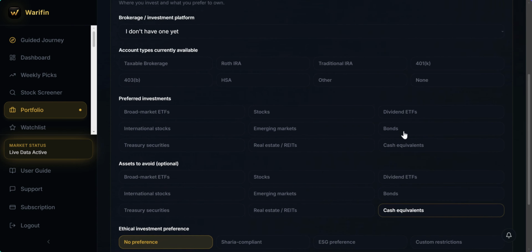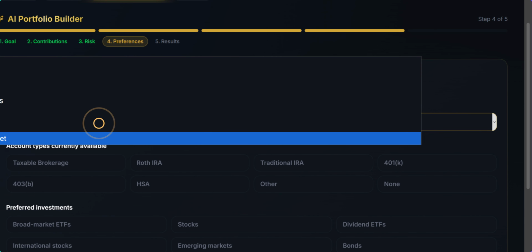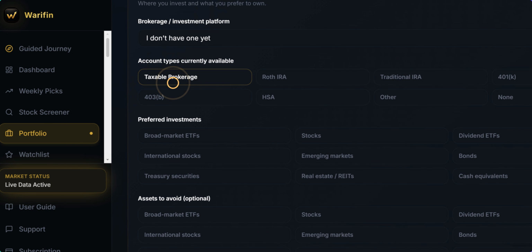This step lets you customize where you invest and the specific asset classes you prefer to hold. Opening the brokerage dropdown lets you link your preferred investment platform. Selecting your platform ensures the recommended portfolio aligns with the assets available there. Choosing your account type helps optimize the strategy for your specific tax structure.